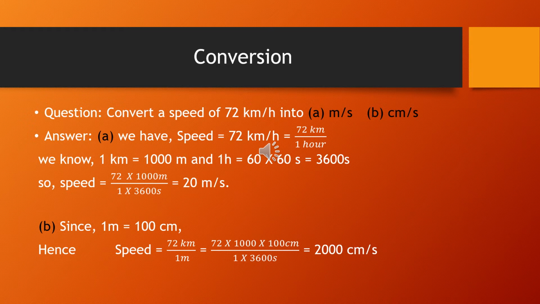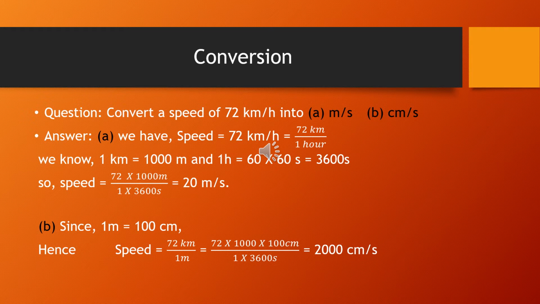To solve the numericals based on speed or velocity, you need to understand what conversions are. Here an example is provided. Convert a speed of 72 km per hour into meter per second and centimeter per second. As we know, 1 kilometer has 1000 meters and 1 hour has 3600 seconds.